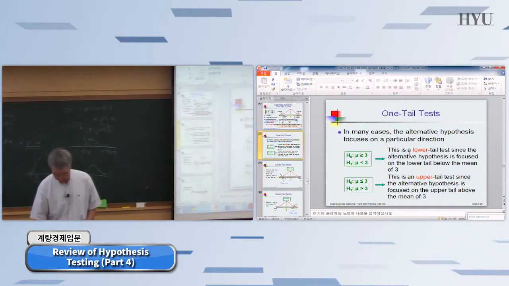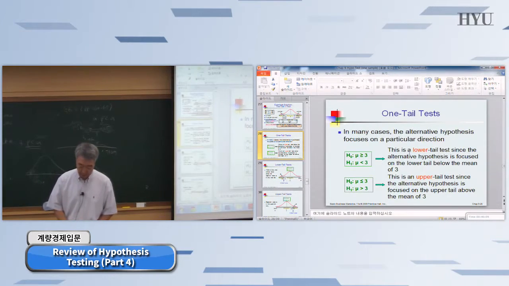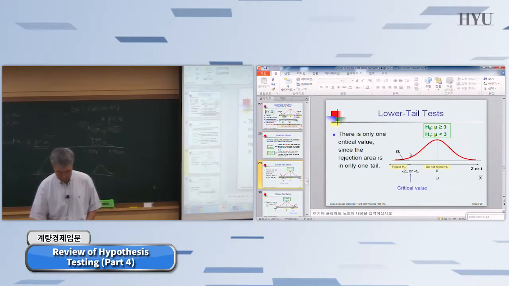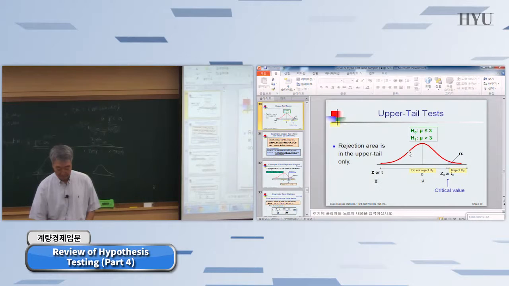Okay? If your alternative hypothesis claims it is greater than a certain number, then it's an upper tail test. Okay? So here you set aside your rejection region on only one tail and make the decision accordingly. This is the case of the upper tail.